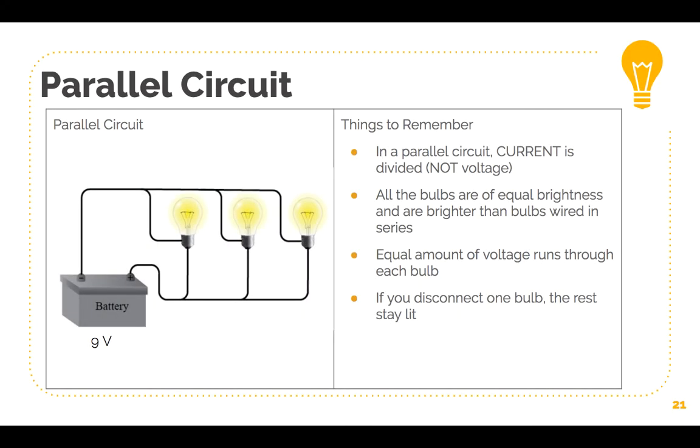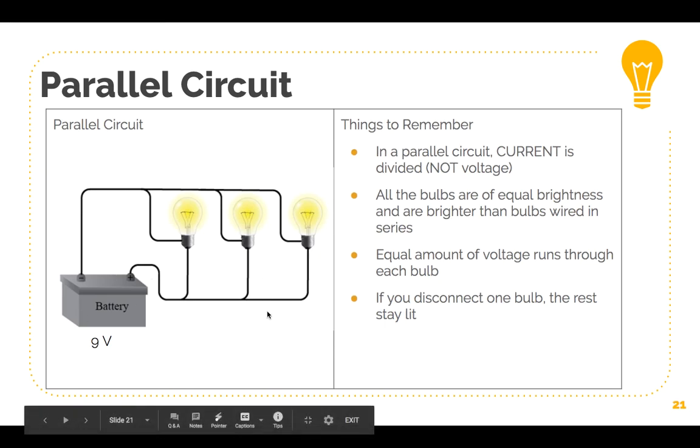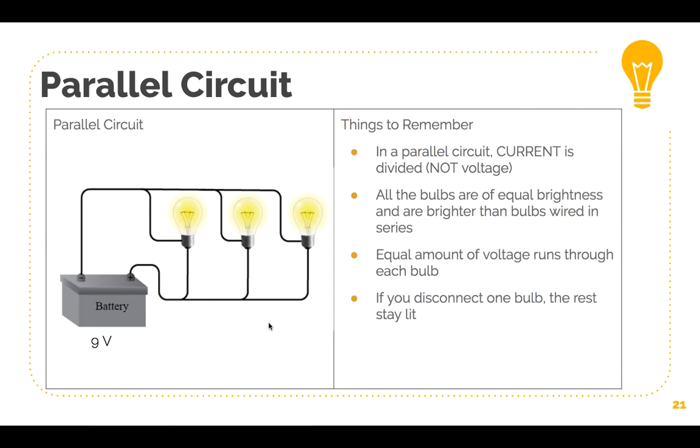Now talking about a parallel circuit, things to remember: in a parallel circuit, current is divided, not voltage. So something is still being divided in a parallel circuit, but it's not voltage, it's current. All the bulbs are of equal brightness and are brighter than bulbs wired in series. In a parallel circuit, an equal amount of voltage runs through each bulb. And in a parallel circuit, if you disconnect one bulb, the rest will stay lit.